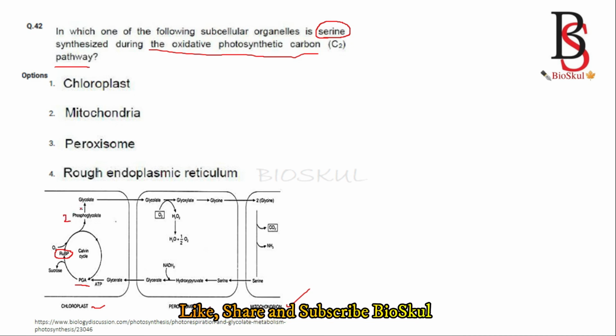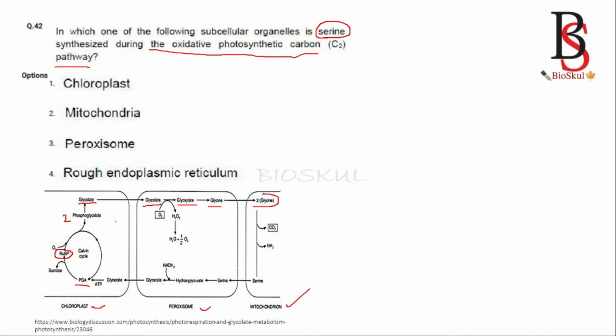It is formed in the chloroplast. Then it will be converted into glycolate. It will move to the peroxisome, where it forms glyoxylate, then glyoxylate is converted into glycine. Then glycine moves into the mitochondria, where glycine is converted into a serine molecule. So where is serine synthesized during the oxidative photosynthetic pathway? It is synthesized in the mitochondria. The correct answer is option 2.